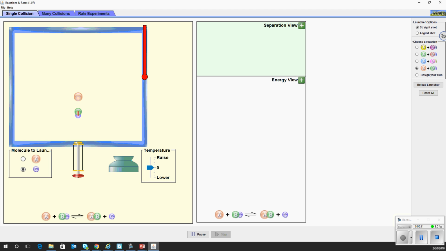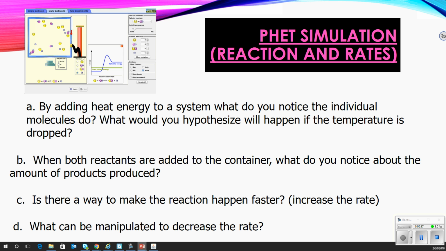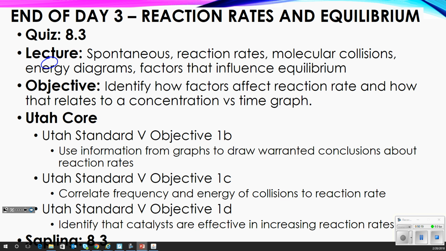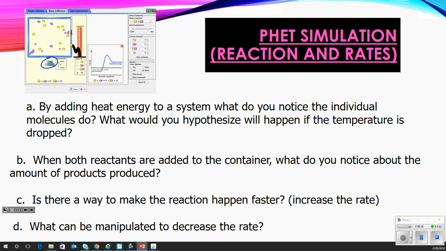Okay, once you've had enough time playing with it, we actually are done with lecture today. Remember that Sapling 8.3 is what you need to be working on. So after you finish playing with this, go into Sapling and work on that. Okay, questions? I'll leave this up for a minute and let you just look at the questions that I'm asking you and play with it. Go ahead and talk to your neighbor and see what they're finding out about it.